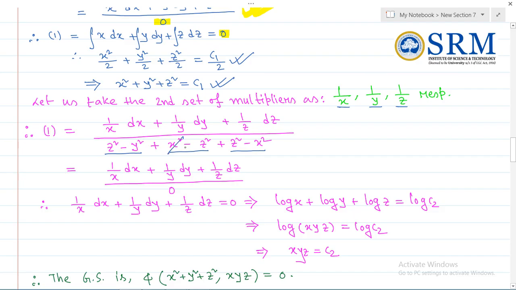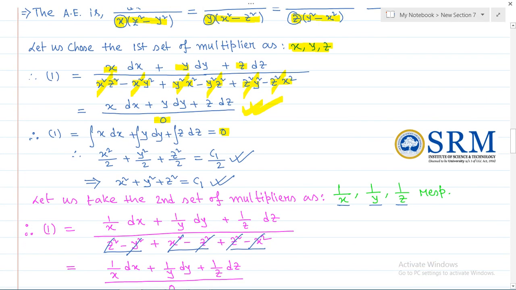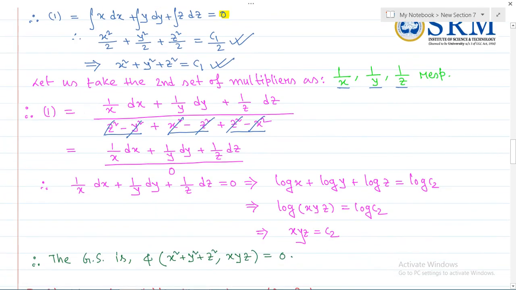So definitely all the terms are going to vanish from the denominator. This is basically my writing mistake. I will do the correction right now. x square minus z square, and this last one is y square minus x square. Here I have written z square, it's actually y square. So y square will get cancelled out.